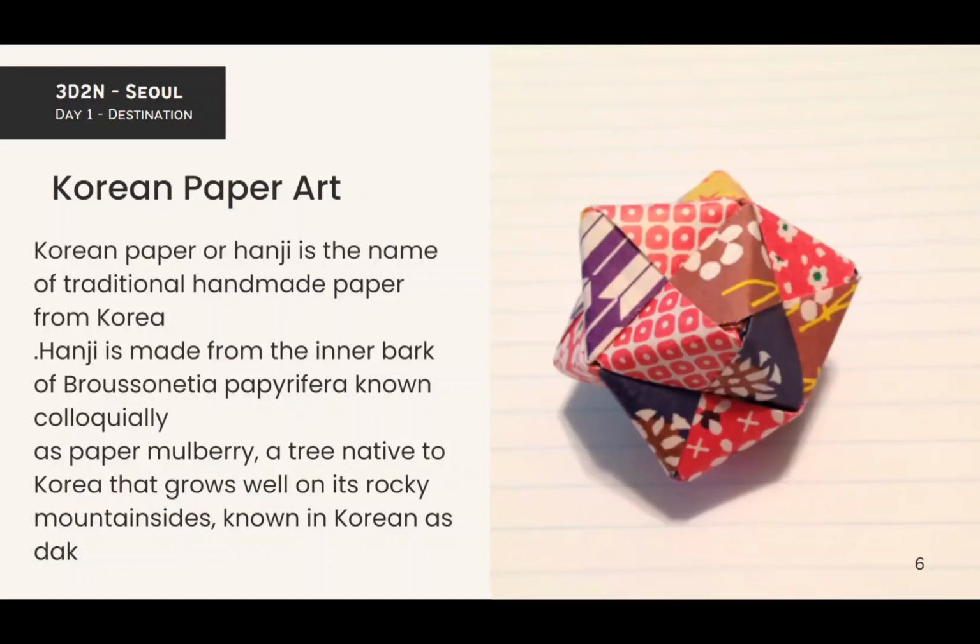And Korean paper art, or what we call hanji, is the traditional handmade paper in Korea. It is made from the inner bark of mulberry, a tree native to Korea, and hibiscus manihot, which helps suspend the individual fibers in water. Traditional hanji is made in laminated sheets using the traditional weobal and dokchi method.